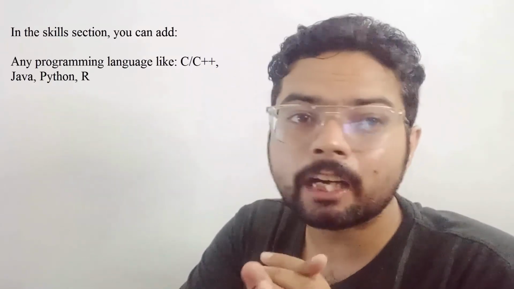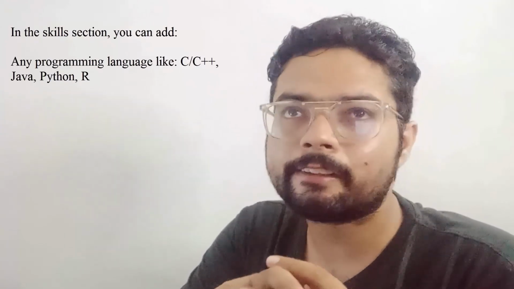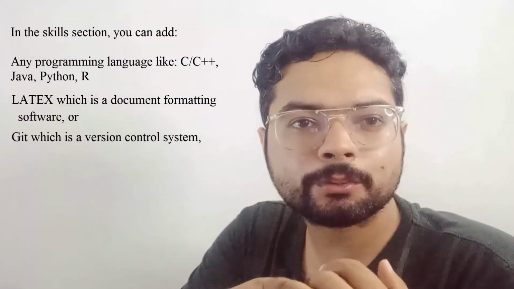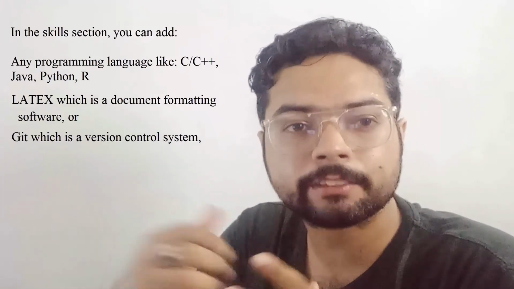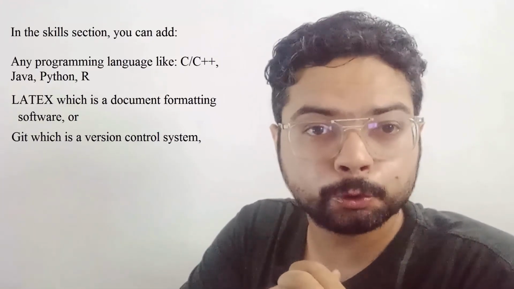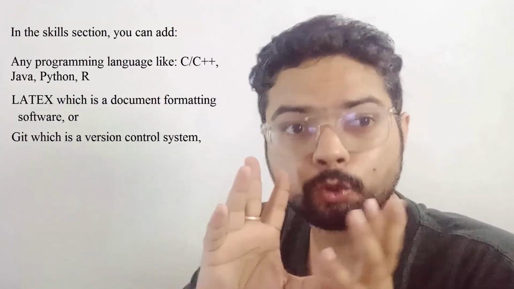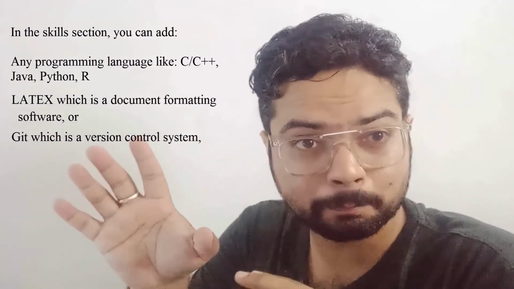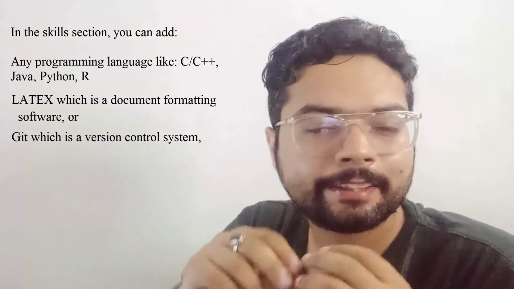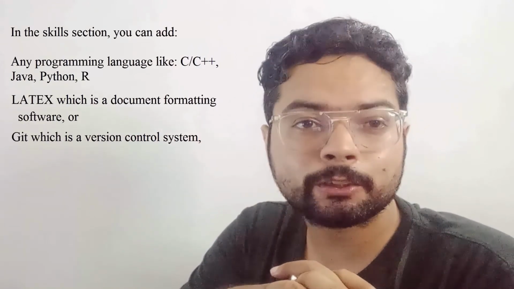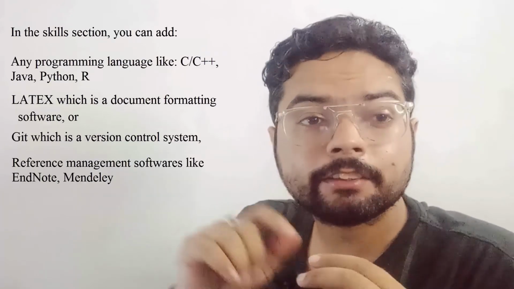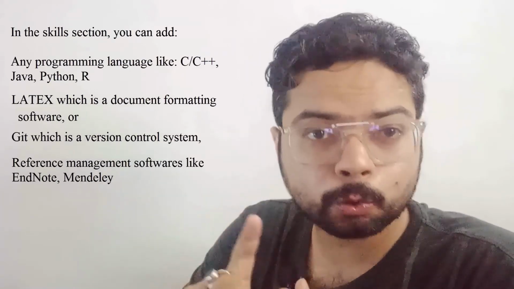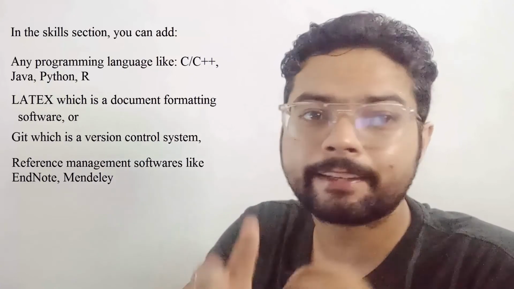You can write about any tool that you know, like LaTeX is a tool that helps us to create professional looking documents, and it is sometimes also used to write your thesis, so you can write that in your skills part. Then if you know about any reference management software like Mendeley, EndNote, RefWorks, then you can mention those also in your skills part of your academic CV.